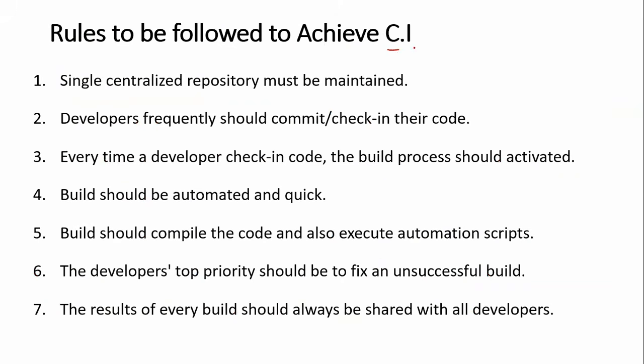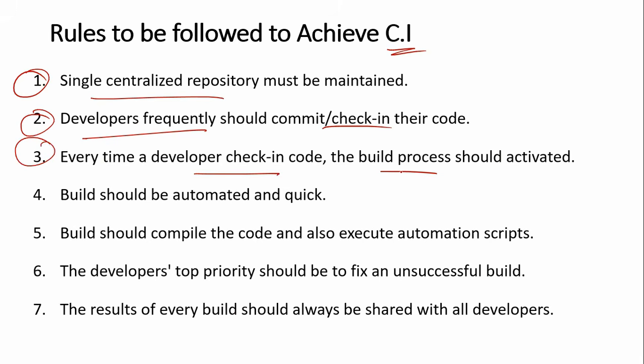So there are some rules we need to follow if we want to achieve CI. Always a centralized repository. The code should be in a single point. If you have multiple places, then again a big problem in integration. And definitely the developer should frequently check in the code. Every time a developer checks in the code, what should happen? The build process, that is deploying this code, should be automated. Build should be automated, and it should compile the code and also execute the automation script.